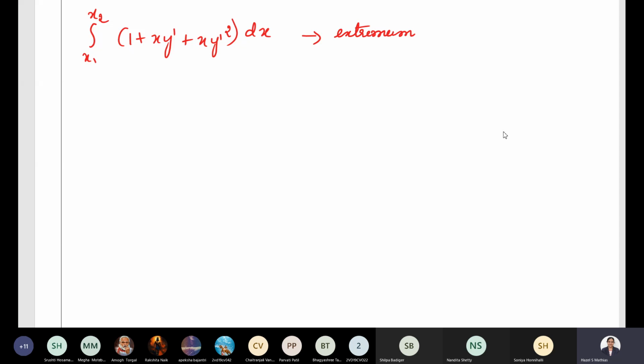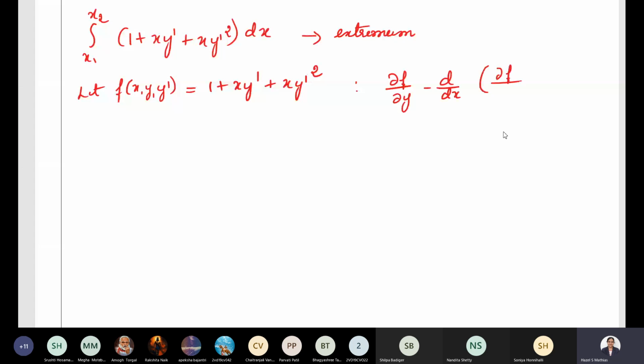Let f of x comma y dash be equal to what? It is 1 plus xy dash plus xy dash square. So this is that function. From Euler's equation, what do we have? Dou f by dou y minus d by dx of dou f by dou y dash equal to 0. So this is Euler's equation. This is a necessary condition.